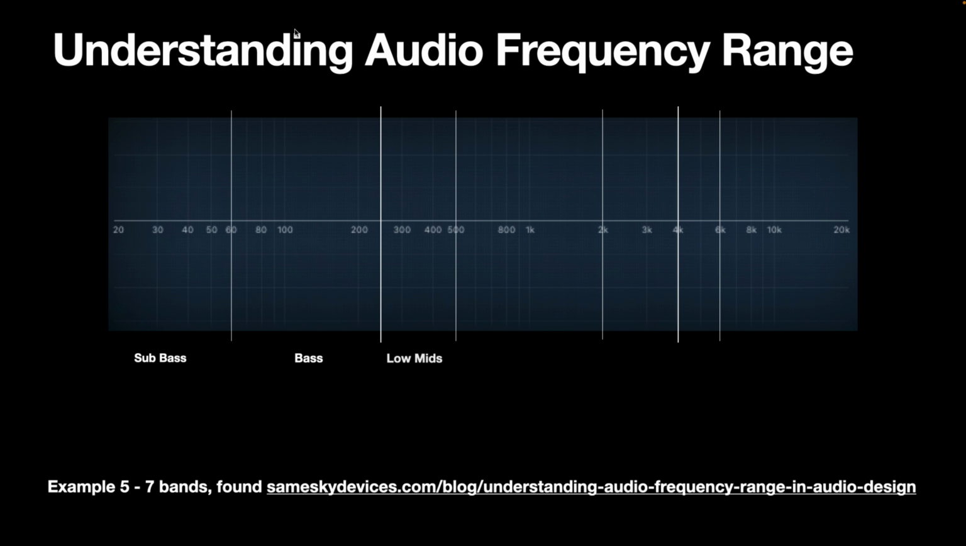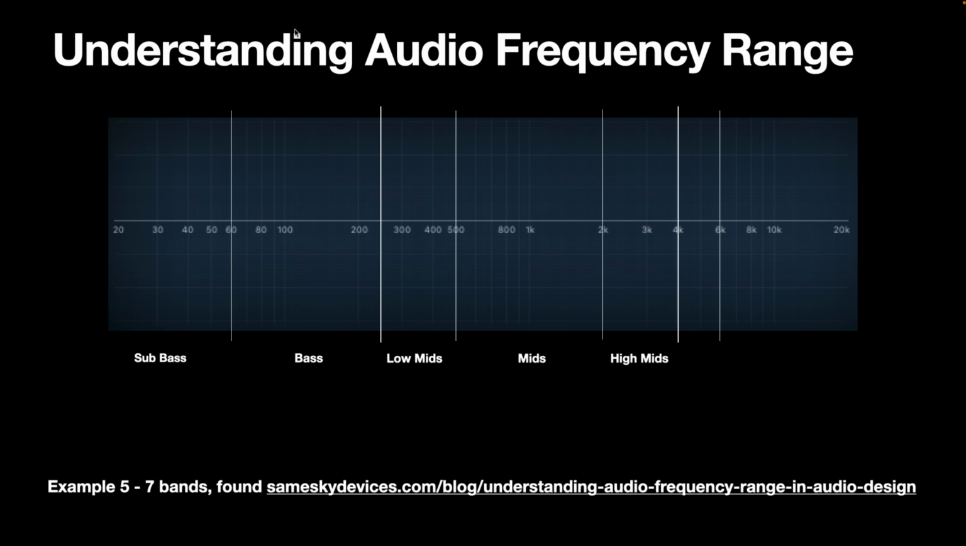Then they have low mids going from 250 to 500 hertz. So this is mainly going to be the warmth of your track. And next to that, we have the mid-range going from 500 to 2 kilohertz. This is your meat and potatoes, okay? This is your core instrumental and vocal tone. Then we have high mids going from 2K to 4K.